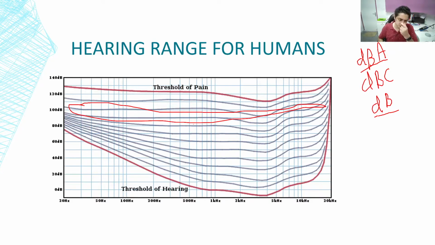DBC is used in industrial settings where noise levels are higher than usual. The DBA is especially useful for noise levels near residential areas.